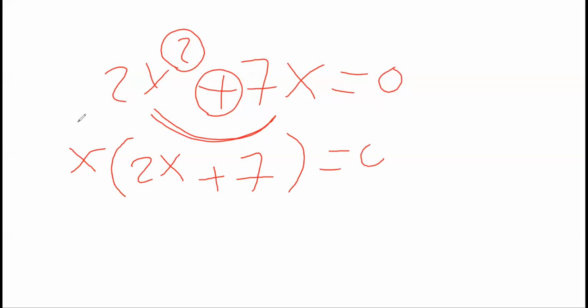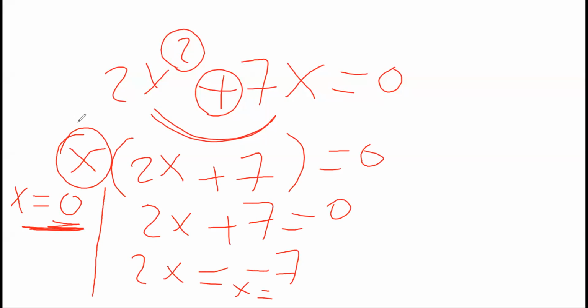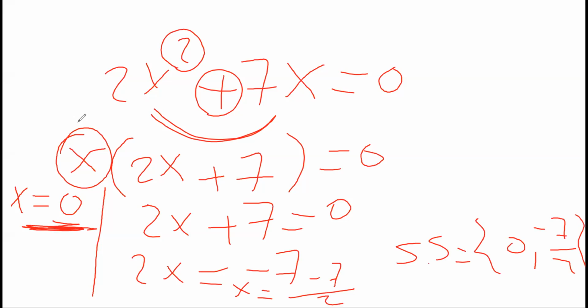So it will be like this. It doesn't need to be factorized further, but don't forget that this x may be equal to 0. This is one of the solutions, don't forget it. And then this bracket equals 0. So 2x equals negative 7, and x will be negative 7 over 2. So the two solutions are 0 or negative 7 over 2. Don't forget this 0, please.